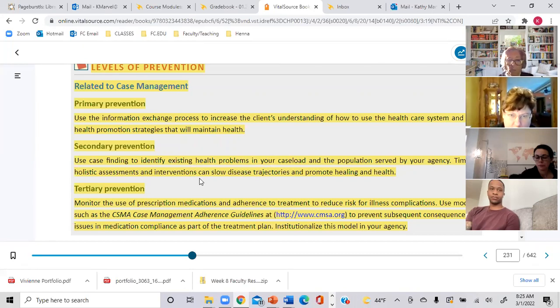So tertiary, we need to assume that they've already been assigned a case manager for whatever multiple resources they may need. Part of our role may be monitoring the use of prescription medications and adherence to their treatment plan.